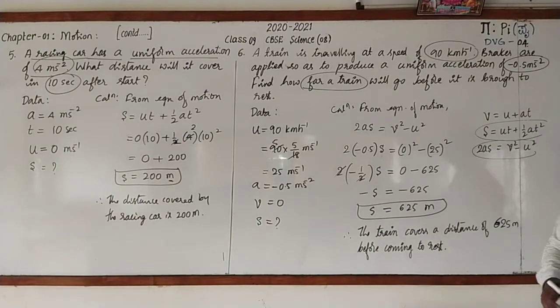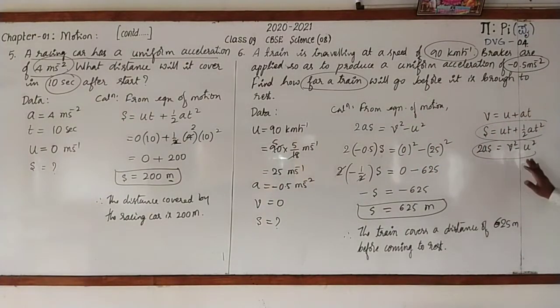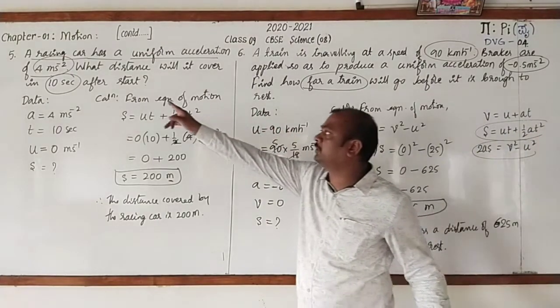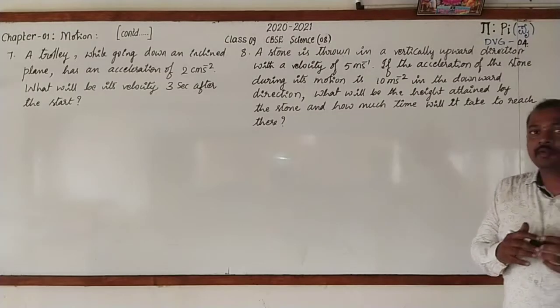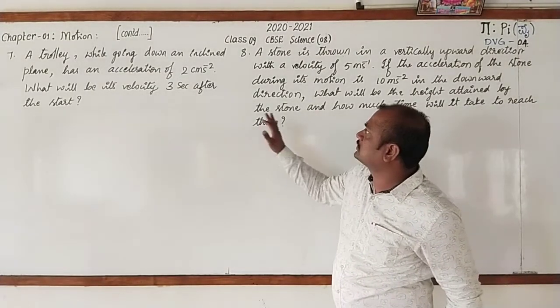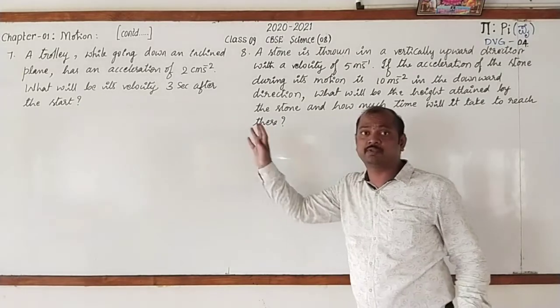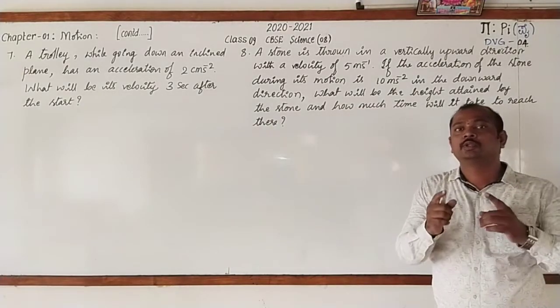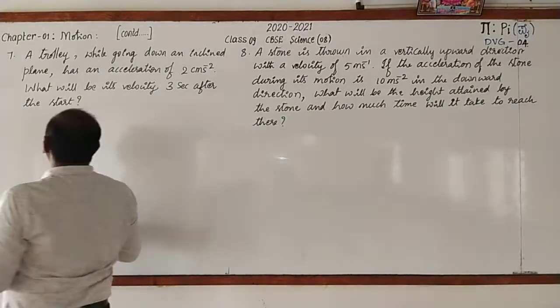Clear? So these are the two important problems which we have solved based on equations of motion. Please copy from there to here. Quickly copy this. Now we have the last two statements. Just go through, these are important. After this we will move on to the last concept of this chapter. This is the 7th one.